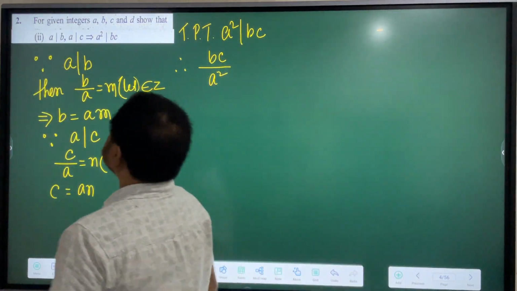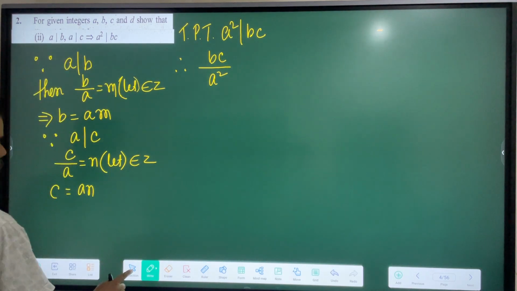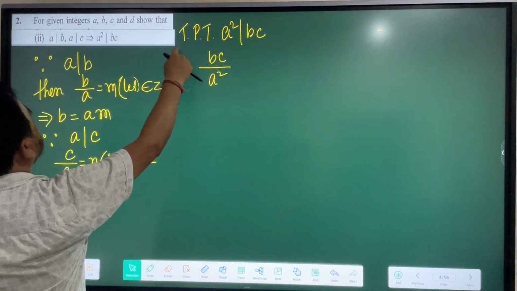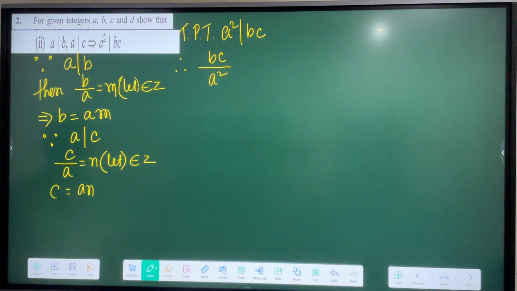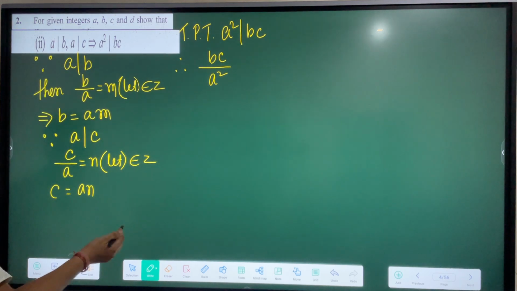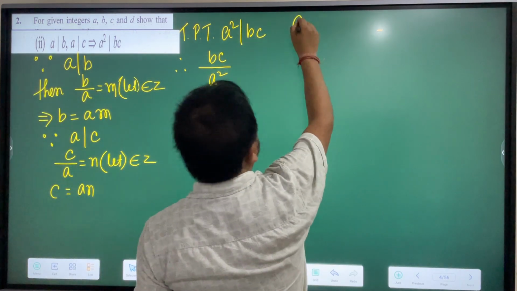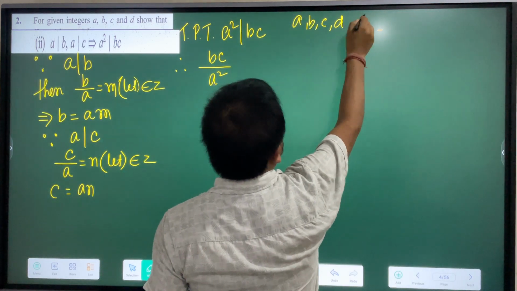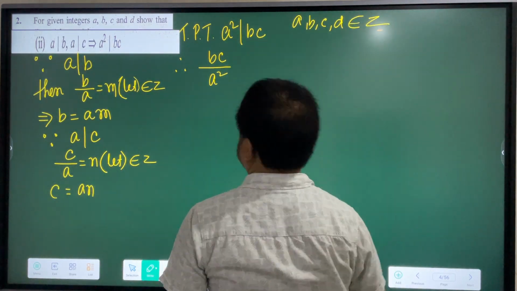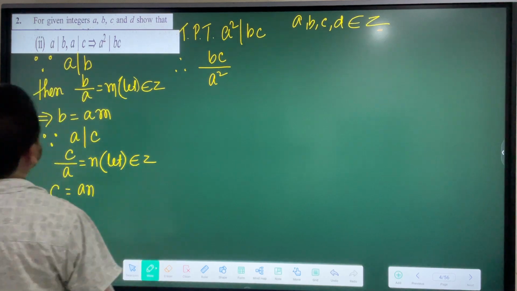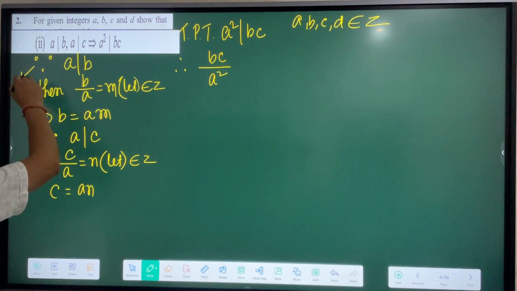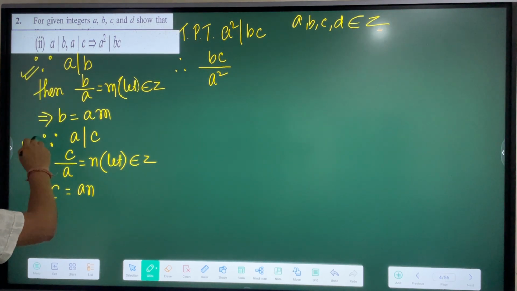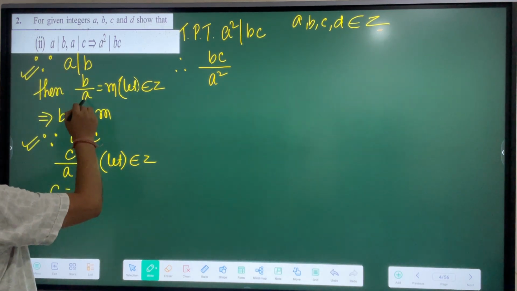Number 2. Same thing. For given integers a, b, c and d, all are integers. So what is given? a divides b, it is given. a divides c, it is given. So since a divides b, b by a equals m, taken.